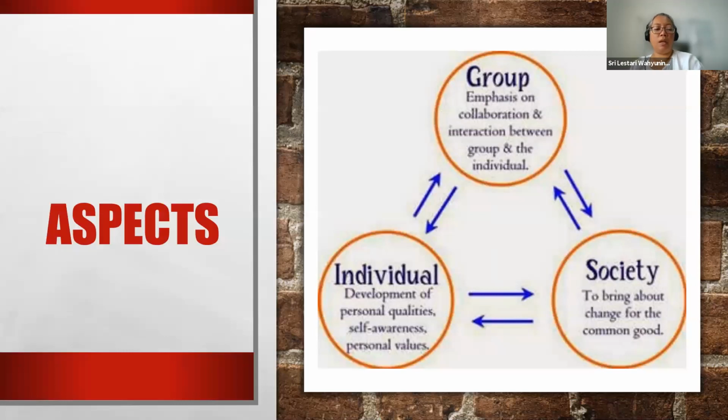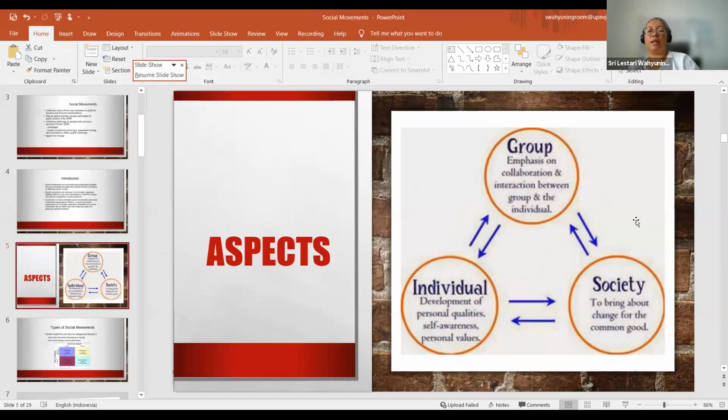So if we aim to see what the aspects of social movements are, more or less we can divide it into three elements. One is the group. They emphasize collaboration and interaction between the group and the individuals in the group. And then we can also find society, the society that brings about change for the common good.